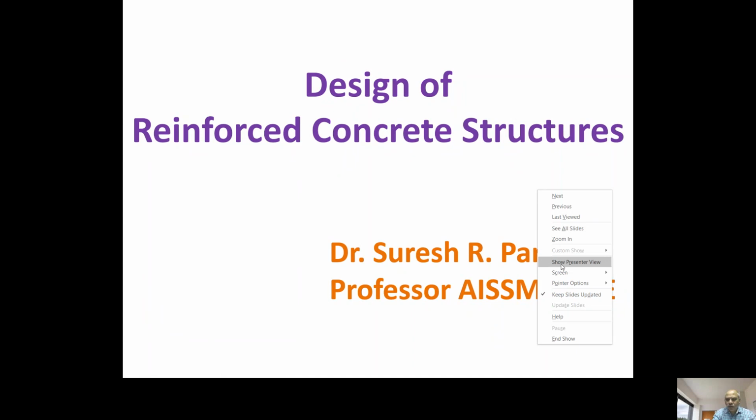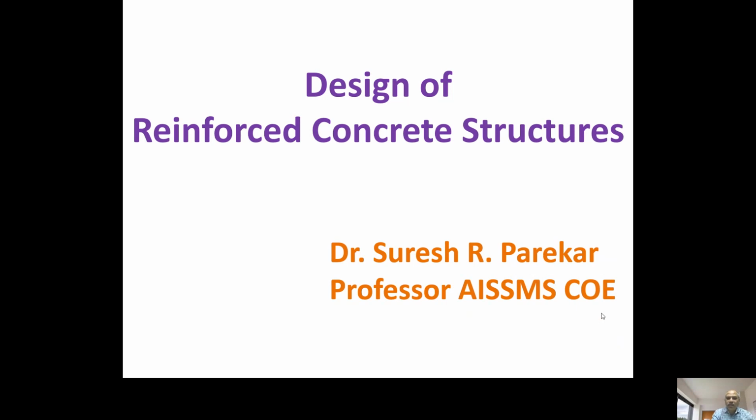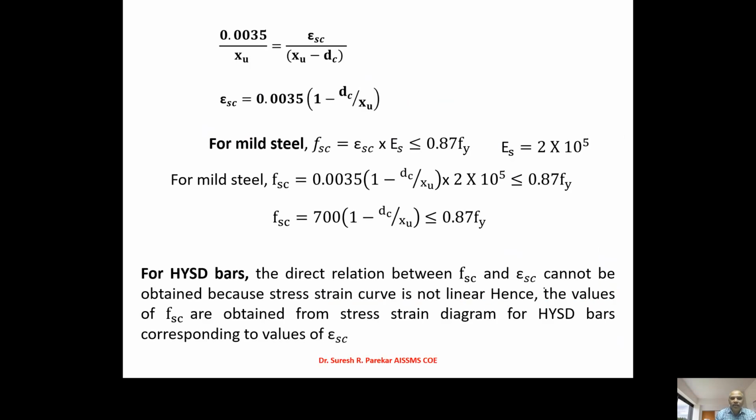Good evening. Today we are going to see the relationship between stress and strain in HYSD bar. Already in the last video we have seen that for mild steel we can find the value directly by using this formula: fsc is equal to 700 (1 minus dc upon xu), less than or equal to 0.87 fy.